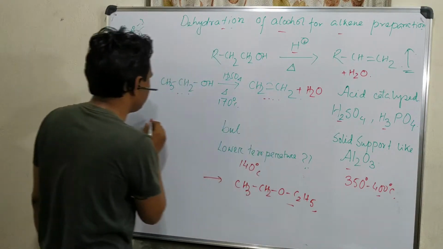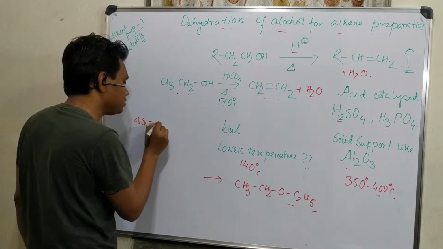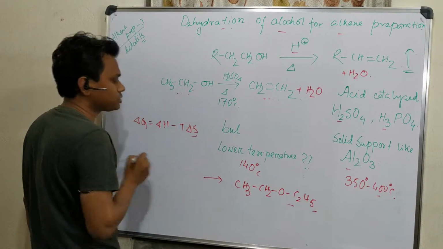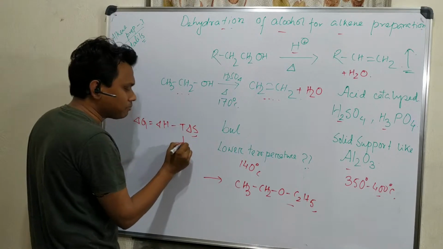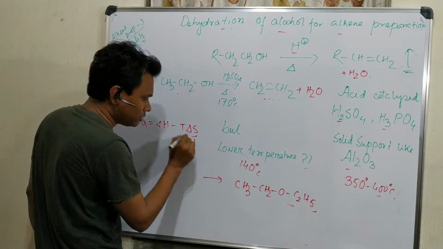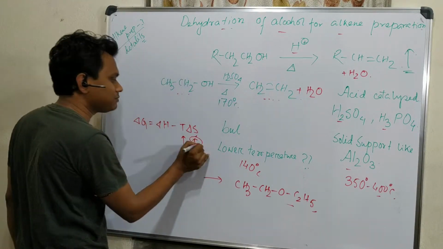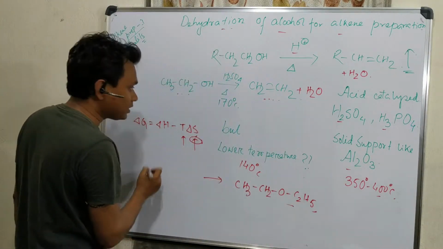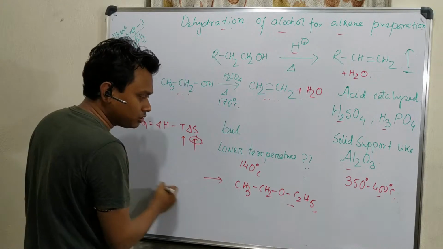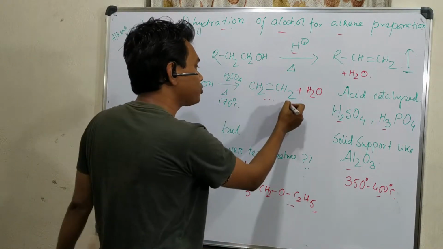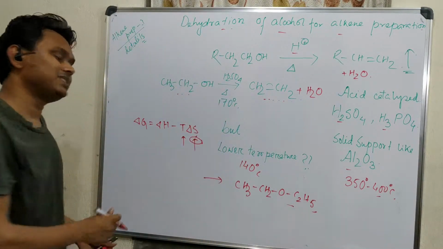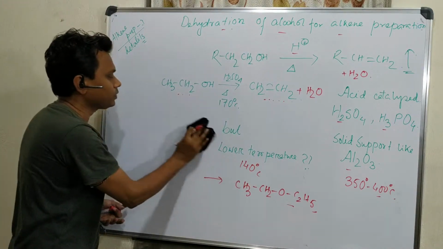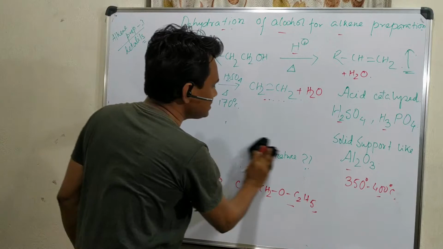From here you can consider delta G equals delta H minus T delta S. From that equation, increasing temperature will favor this side entropically, because here one molecule produces two molecules, and there two molecules produce three molecules. So entropically this is favorable. If temperature is increased, then overall this process will be more favorable. So this is the main factor.